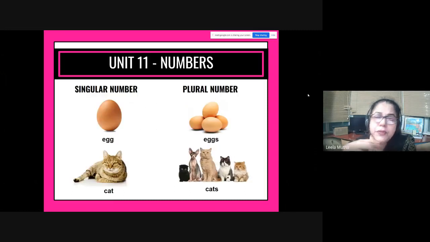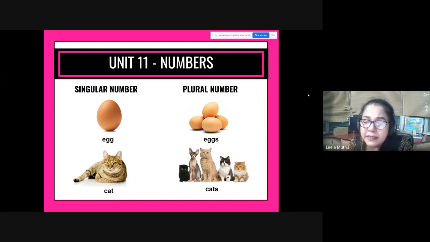So now I have loads and loads of examples with some very charming pictures which I took off the internet to make it more colorful and more interesting for you, since I know you all love colorful pictures. So here we have a singular number. This is just one egg. So egg, eggs, cat, cats. So many different types of cats here.